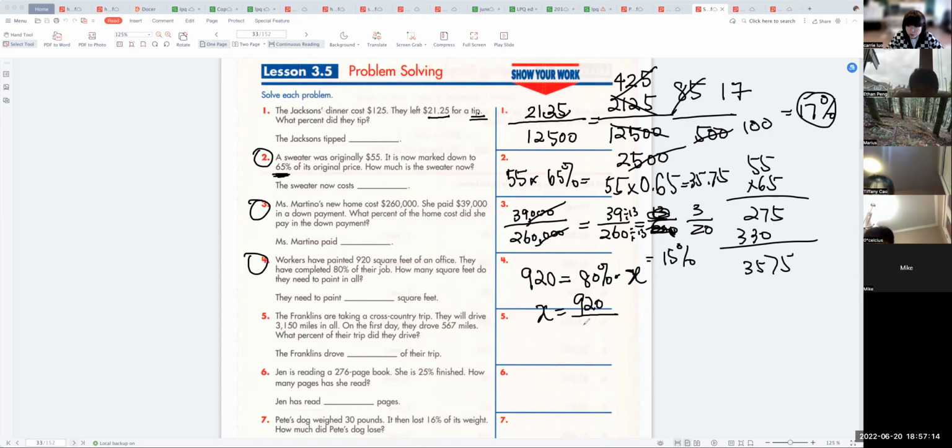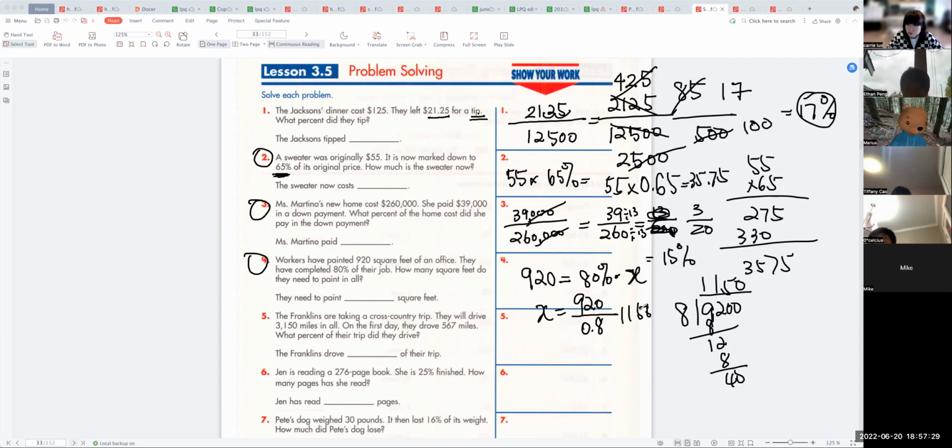320 divided by 0.8. So 3200 divided by 8 equals 400. Congratulations, Ethan. Good job. You got it right. Very good. Okay, so it's just step by step. Okay, number 5.